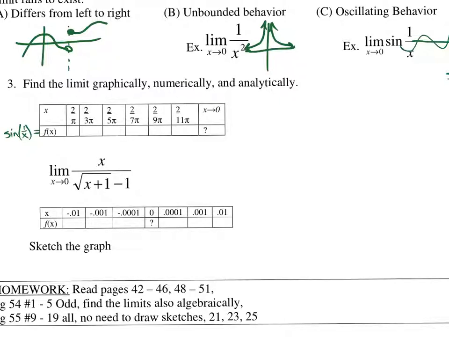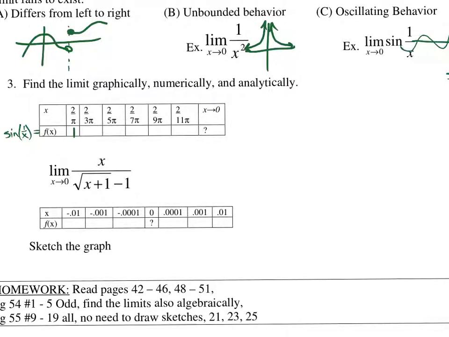Okay, so if x is 2 over pi, what's 1 over x? Pi over 2, right? Sine is the y coordinate. Okay? We're doing 1 over x. So if you do 1 over 2 over pi, it's now pi over 2, right? So what's sine of pi over 2? It's 1, okay? It's 1.